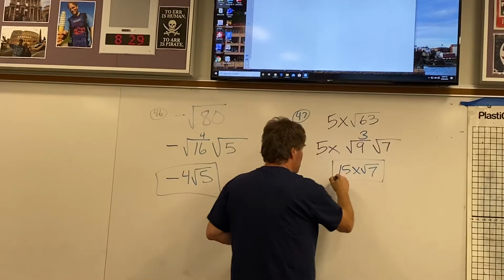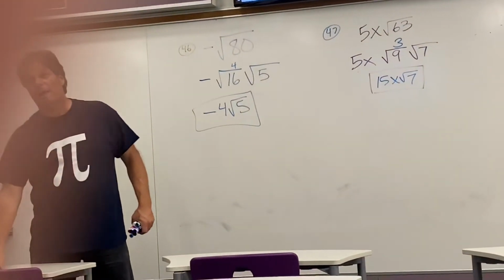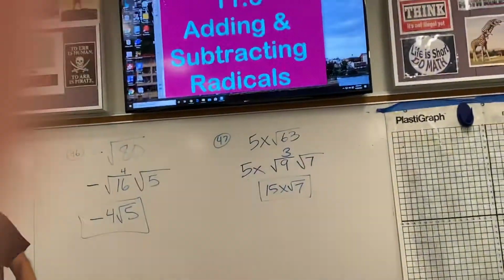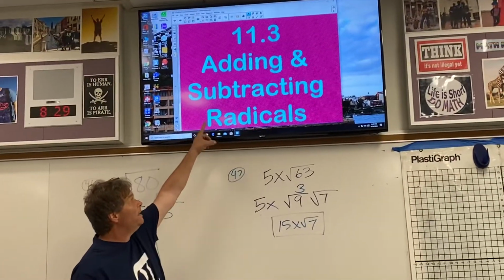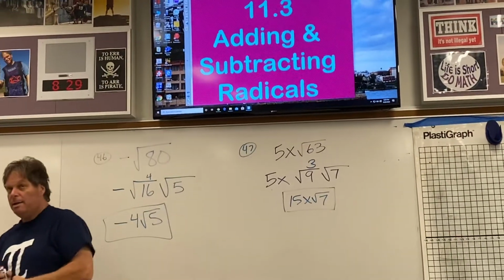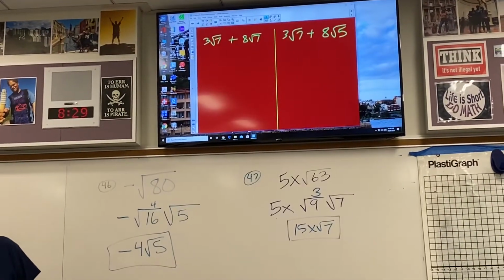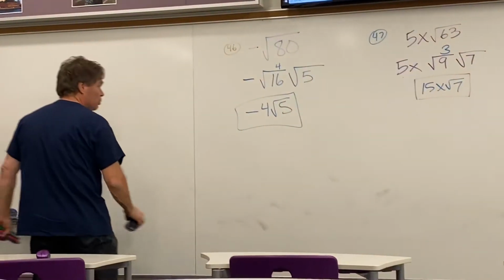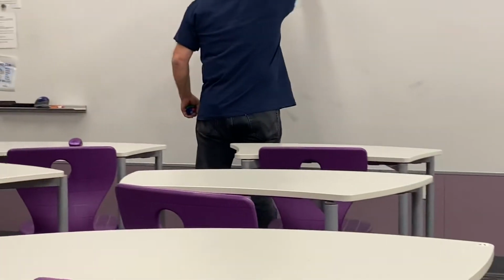Okay, those are the problems from last night's homework that I was going to work out for you. Now we could move on to today's material called adding and subtracting radicals. That's what we're going to do, adding and subtracting. Now, here's how it works. Okay, the first two problems are super duper easy. What is 3 root 7 plus 8 root 7?